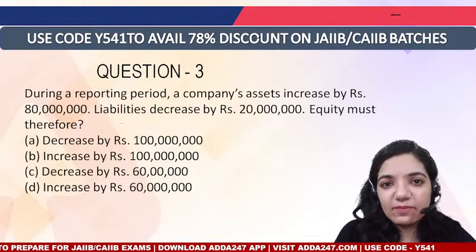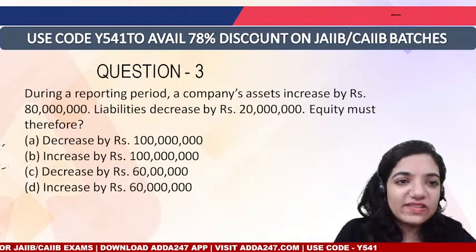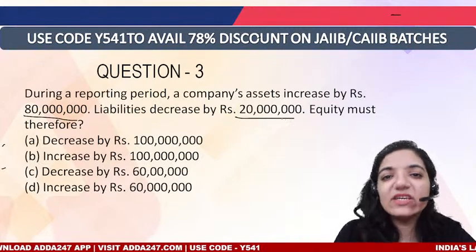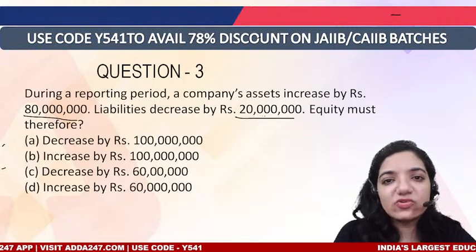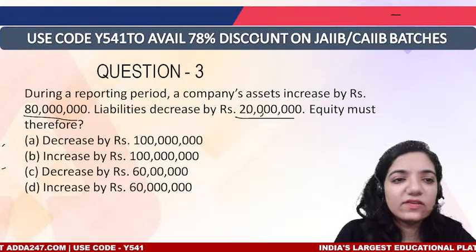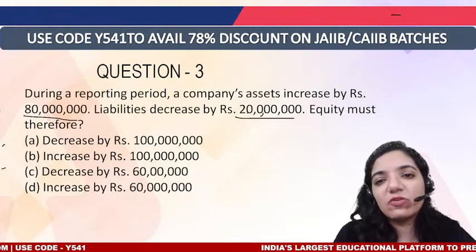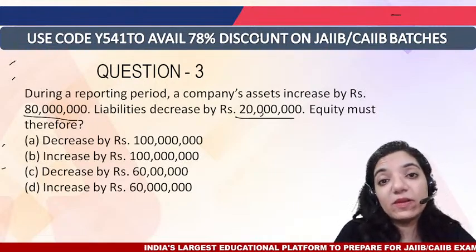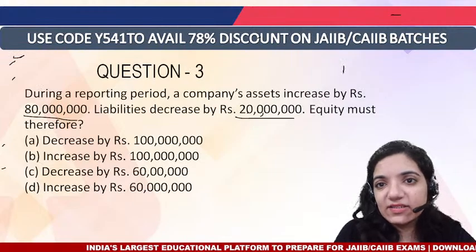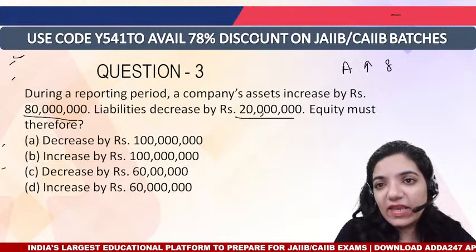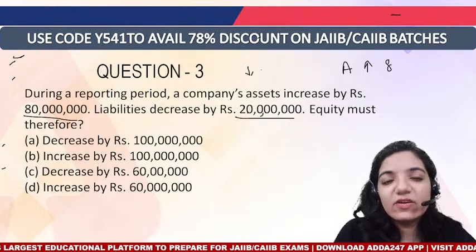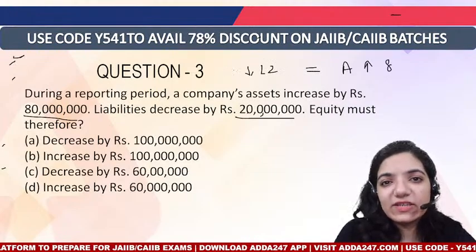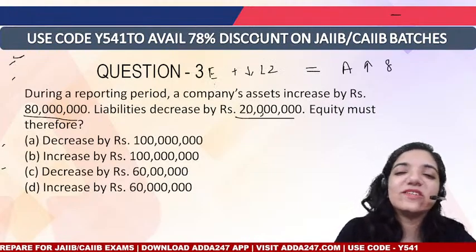During a reporting period, a company's assets increased by rupees 80 lakh, and the liabilities decreased by 20 lakh. Okay, this is actually 2 crores, right? This is 2 crores and that is 8 crores. So there's an increase in assets, and equity must therefore be... The value of the asset has increased by 8, and a liability has decreased by 2. Now what would be the value of equity?